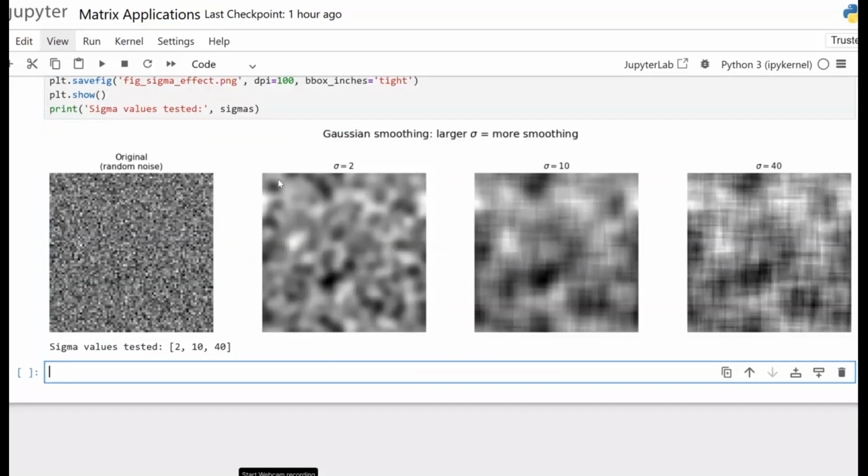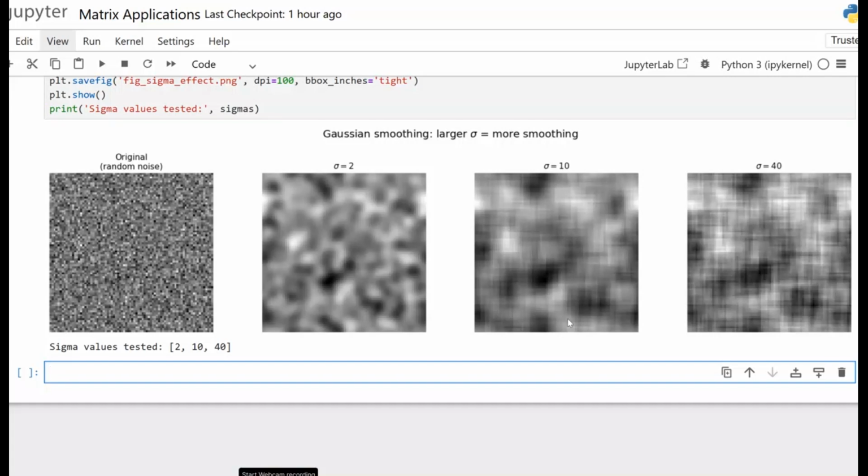We observe that when the value of sigma is small, the kernel is sharply peaked and only nearby pixels contribute. So it is slightly smoothened, but the noise is still prominent. Next, let me go for sigma equal to 10. It is moderate, so the kernel spreads out and more neighbors contribute. In the result, there is noticeably a blur, the noise is reduced, and smooth structure is emerging.